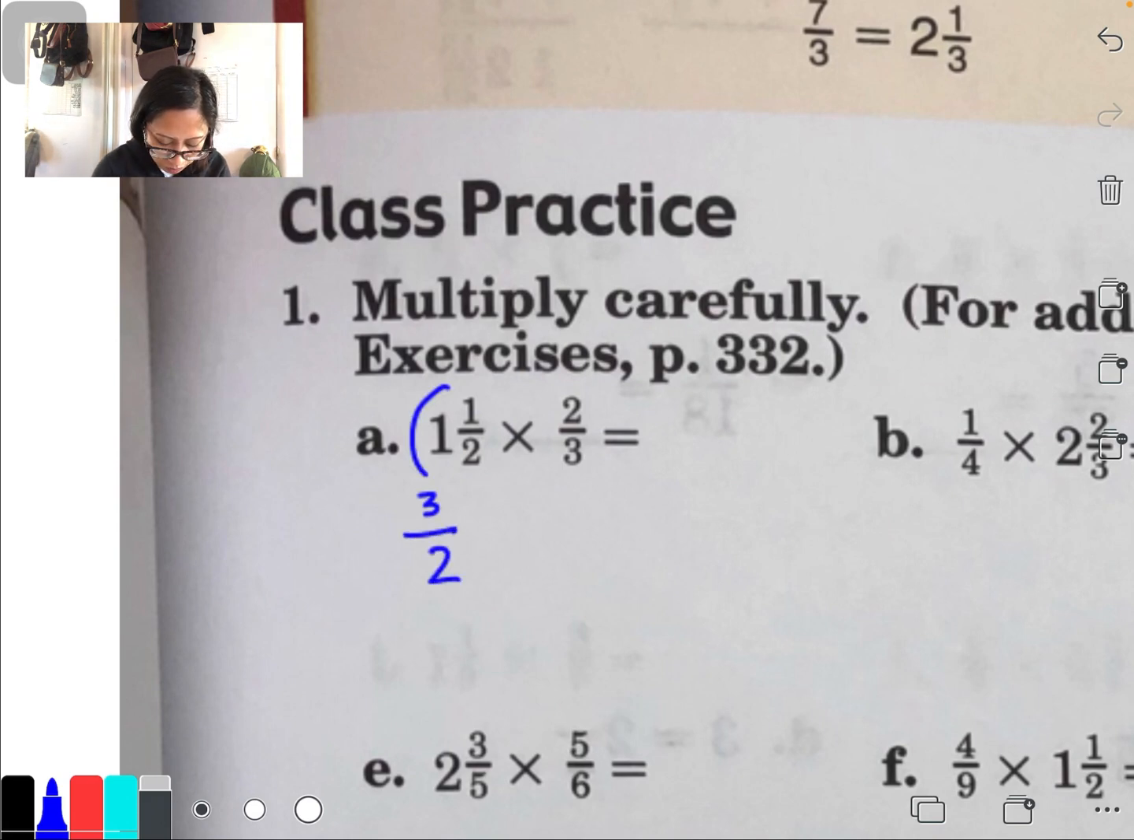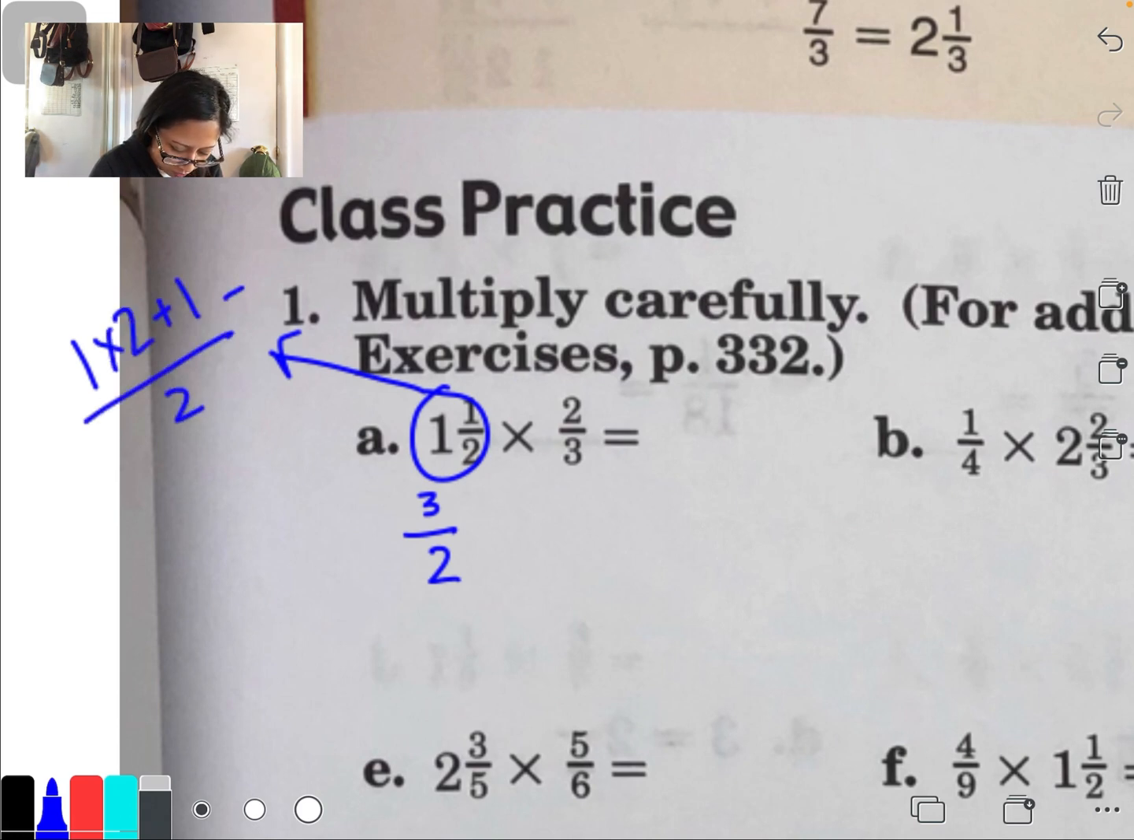So notice here what I did was 1 times 2 plus 1 over 2. Okay, I turned it into an improper fraction. And it's okay for this context, okay? Because it's not solved yet. It's not the answer. It's just a way to get there. So it's okay if it's improper. They wanted to make that part improper. And this became 3 halves.